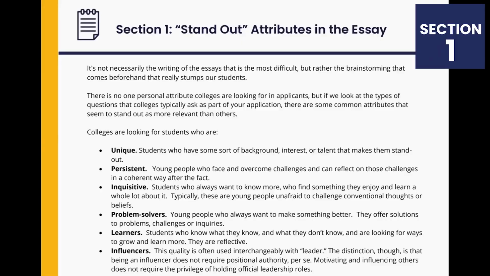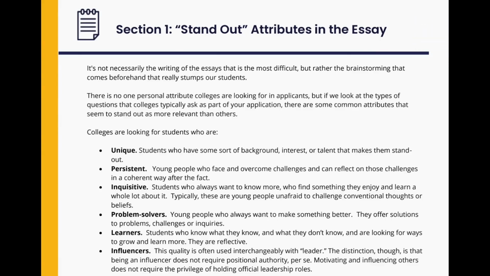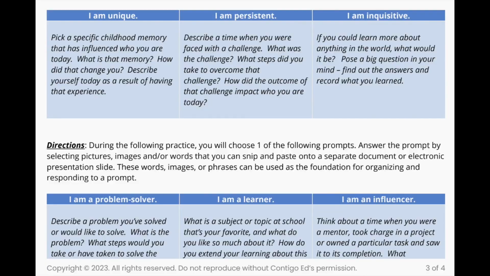Section 1: Standout attributes of the college essay. There, educators will be introducing 6 different categories that are broad enough to help students feel involved and included in this narrative, but also diverse enough for them to figure out which one they connect with most. Categories include being unique, persistent, a problem solver, a learner, being inquisitive, and also being an influencer. All of our students have these qualities, even if they connect with one over another.